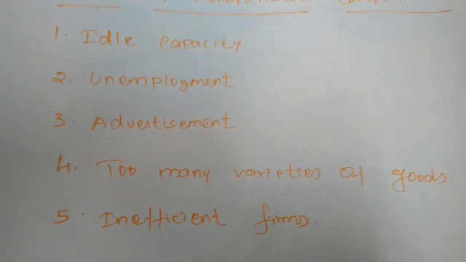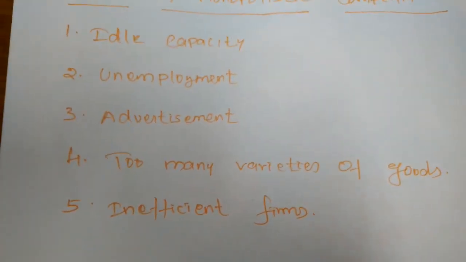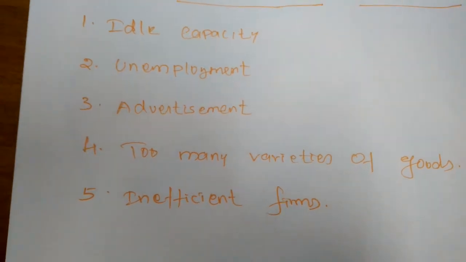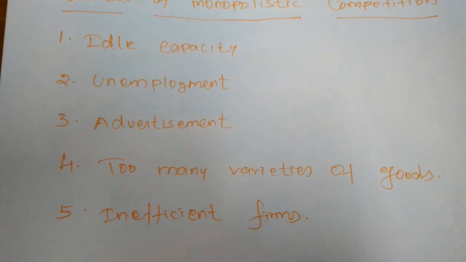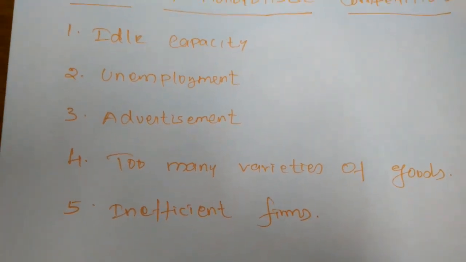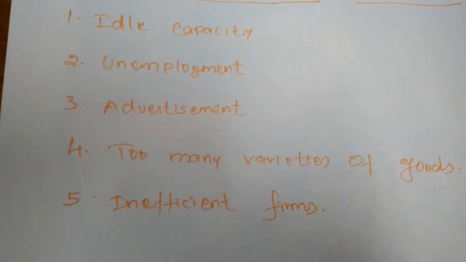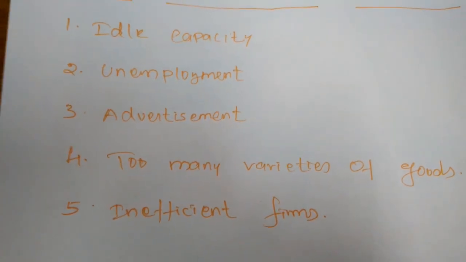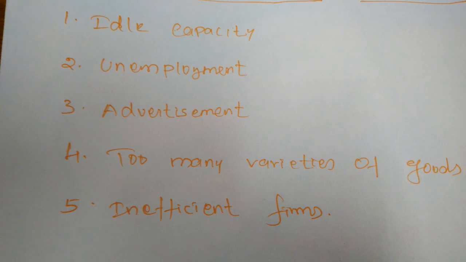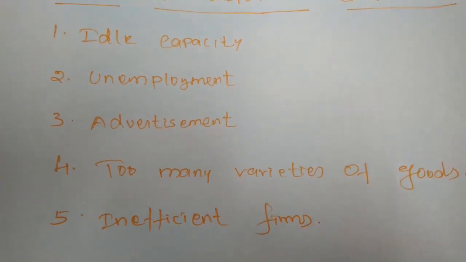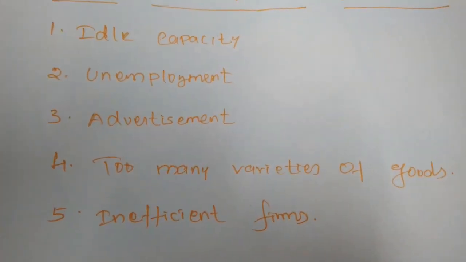Next, advertisement. There is a waste in competitive advertisement under monopolistic competition. Many companies want to earn more profit, and because of that they create many different types of advertisements. In this way, the firms attract consumers to purchase their commodities.